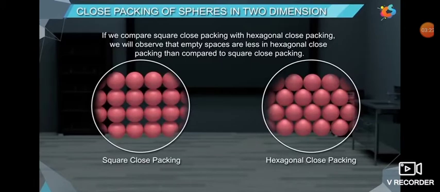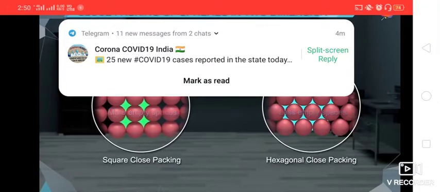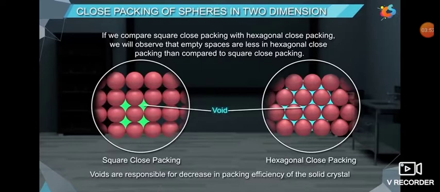So these are the two things we just discussed. First one is square close packing, and second one is hexagonal close packing. In hexagonal close packing, maximum space is occupied. That is why it is highly efficient. Here you see, this is the space we call the void. The space between the particles we call the void. So void is maximum in square close packing and minimum in hexagonal close packing. So hexagonal close packing is the most economic or efficient compared to square close packing.